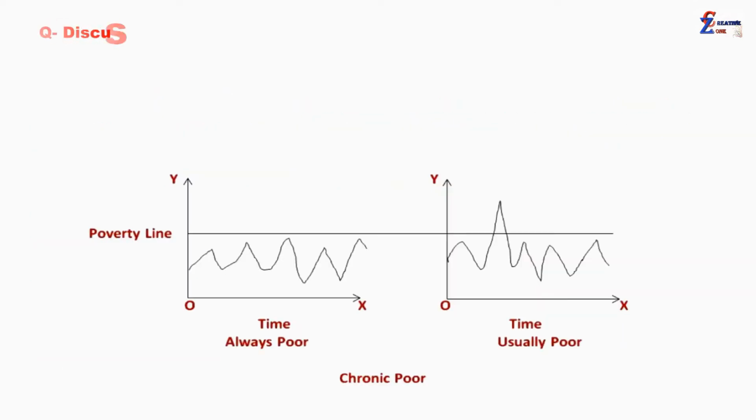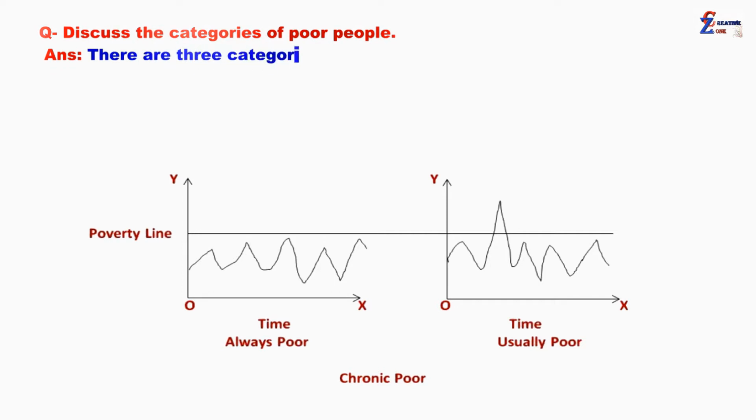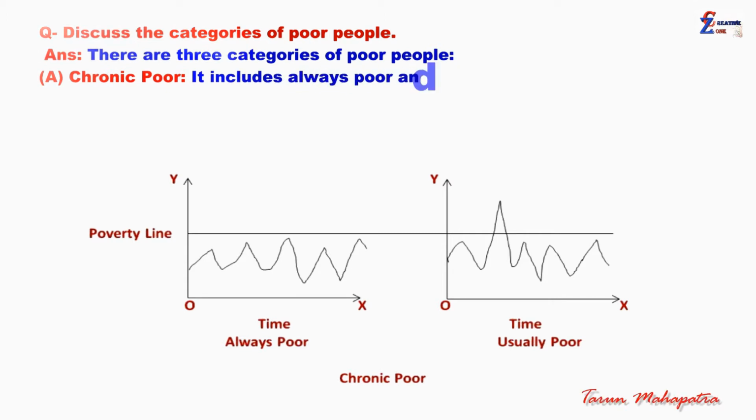Now we are going to discuss the categories of poor people. There are 3 categories of poor people. The first one, chronic poor. It includes always poor and usually poor. It is of 2 kinds. Always poor, they are always below the poverty line, and usually poor, they are usually below the poverty line. Example, casual workers, landless workers, etc.